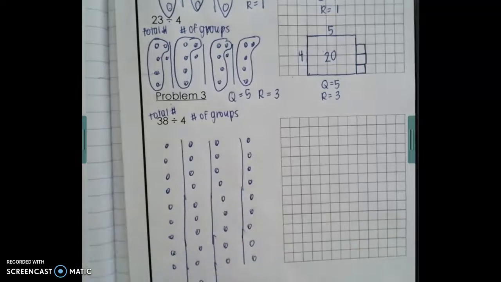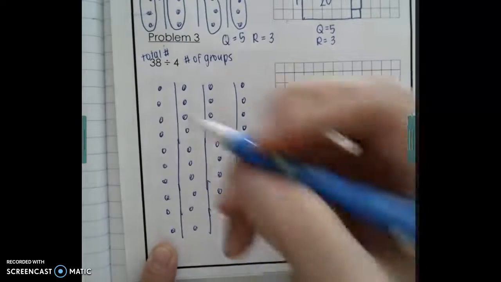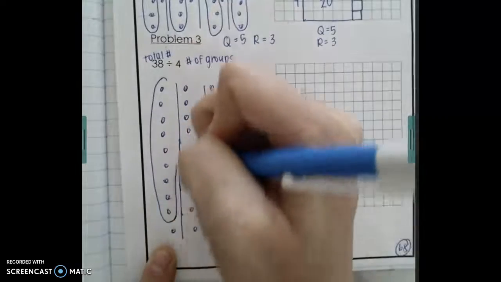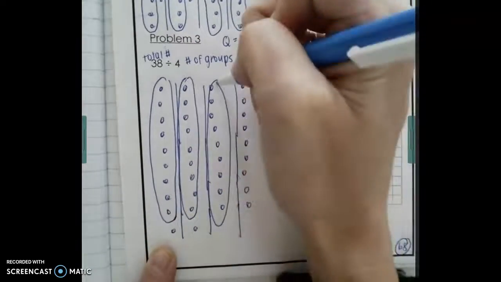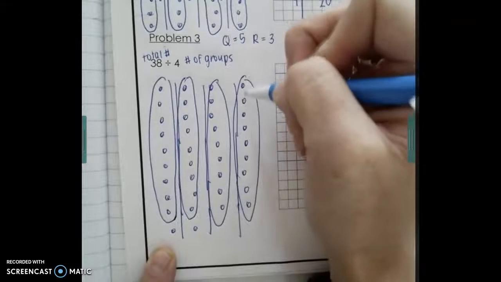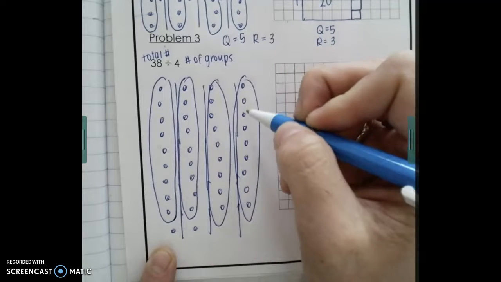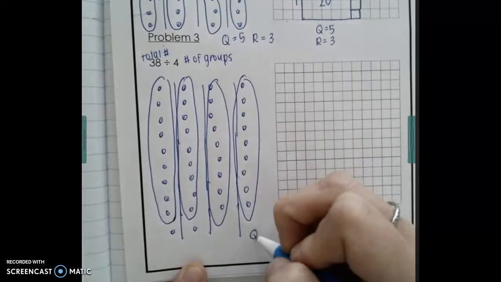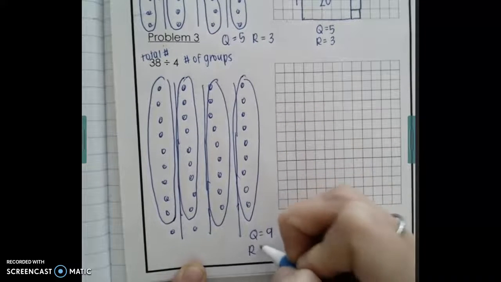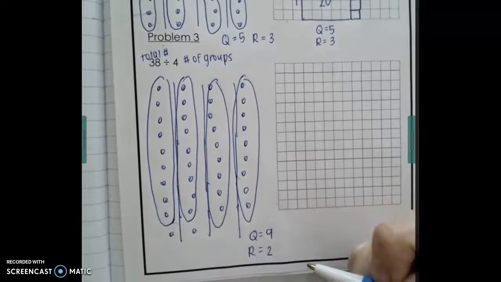Oof. So I see I have 2 extra here that don't go all the way across. So I'm just going to circle what's even. So this is what I have that is even in each group. So it ends up being 9 in each group. So I get a quotient of 9. And my remainder this time is 2, right? 2 that weren't able to fit in my groups.